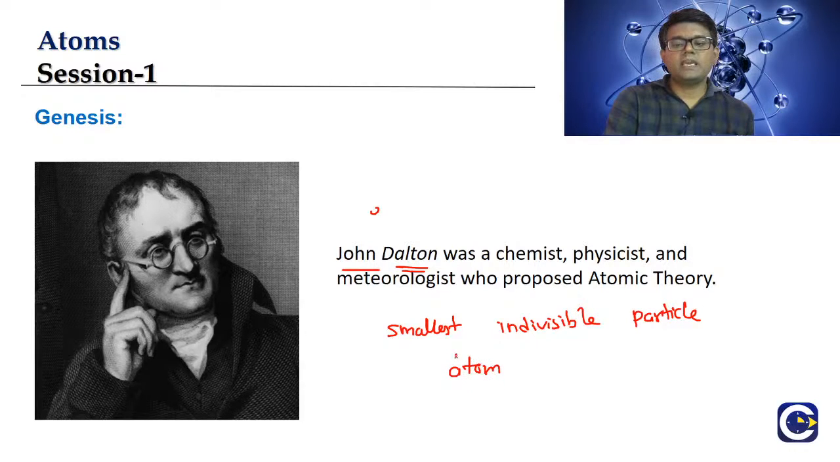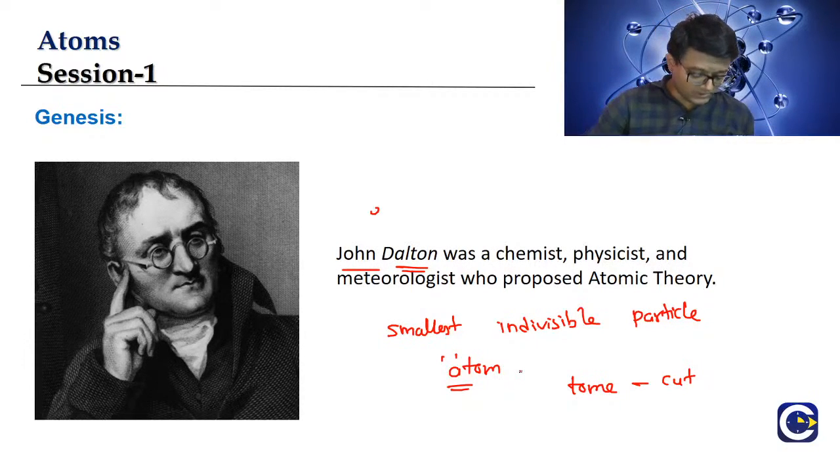And that's why the name atom. So A is a negative prefix, and tome basically means to cut. So atom means which cannot be cut any further. That's the genesis of the atom. And he gave certain postulates in Dalton's atomic theory. He said atoms of the same element will be of similar nature, atoms of different elements will be of different nature, and so on and so forth.